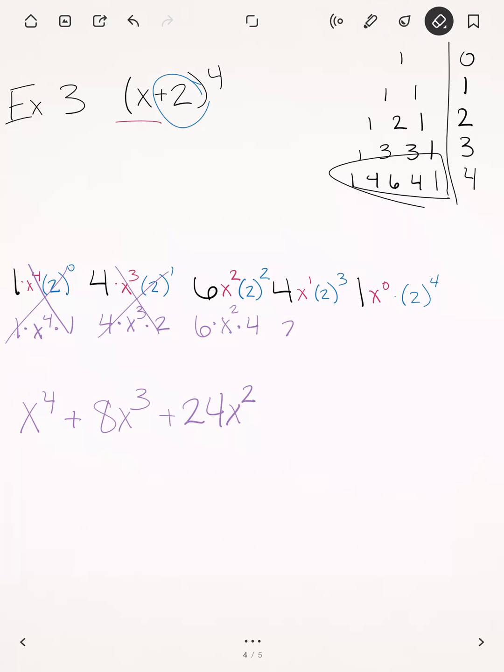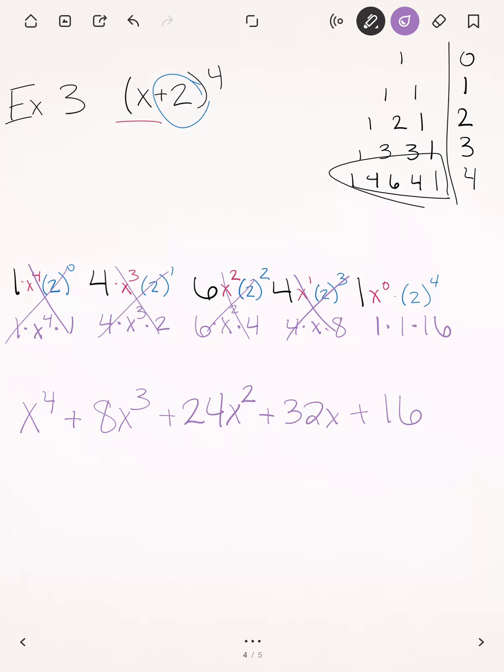Then I have 4 times x, 2 cubed is 8. 4 times 8 is 32, so I have a positive 32x. Then I have, so mark these out because I know I used them. And I have 1, x to the 0 is 1, 2 to the 4th is 16. When I multiply those together, I get 16. So this is my answer when I expand this binomial to the power of 4.